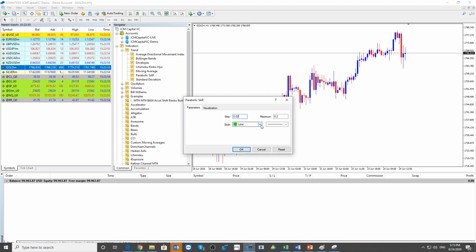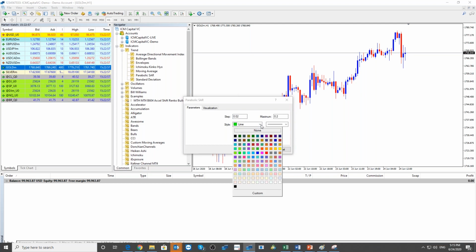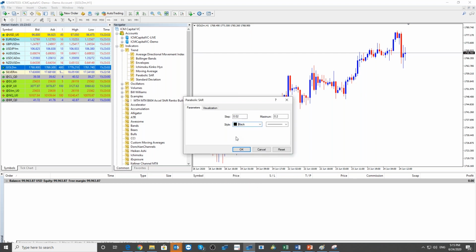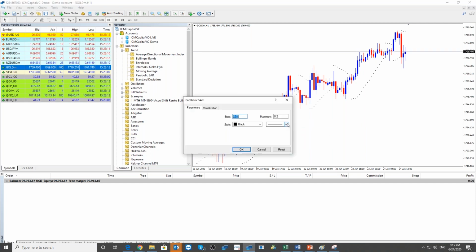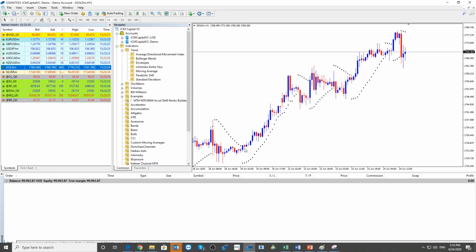If you want to change the color, you can customize it. For example, if you have a white background on your chart, you can go with black indications. You can also increase the thickness so that it is brighter to view, because the SAR point indications are very important to decide your trend or signals to enter the markets.